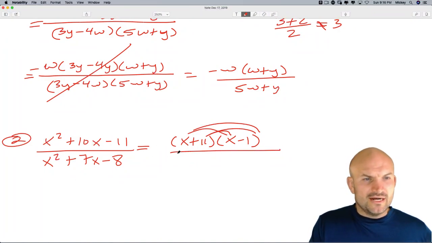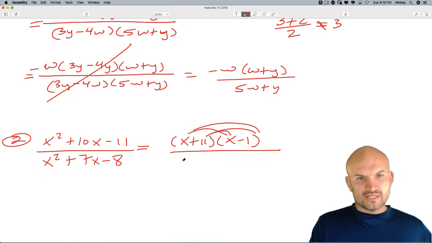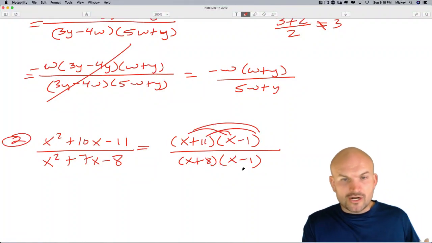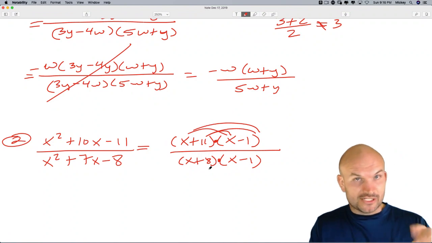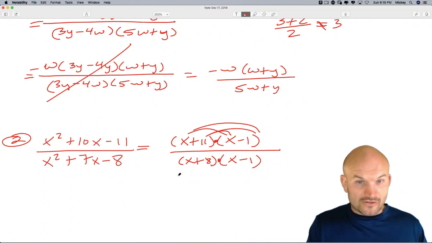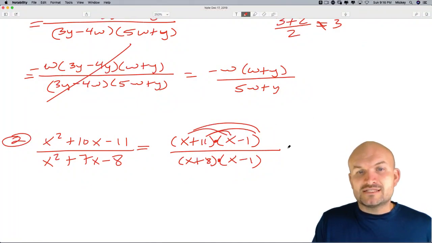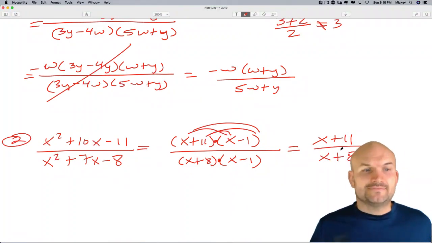And then over here, I have what two numbers multiply to give me negative 8 and add to give me a positive 7. So that'd be x plus 8 times x minus 1. So now you can see that my two terms are in factored form. To simplify this, they have to be separated by multiplication, check, right? They're in factored form. And you can see that these x minus 1s are exactly the same. So therefore, we could say my simplified expression is x plus 11 over x plus 8.